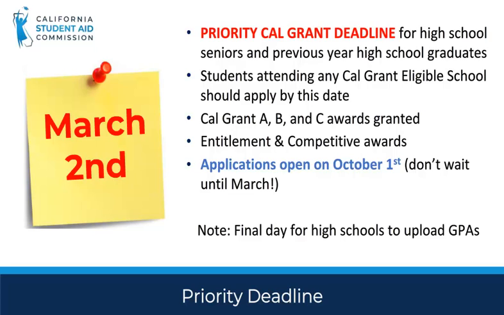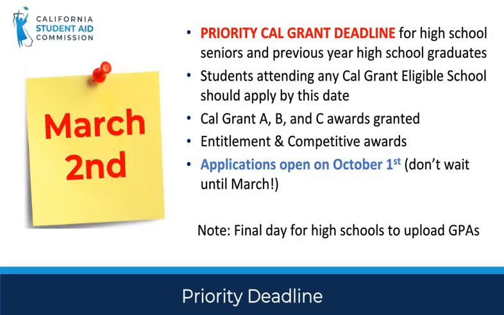While the September 2nd deadline now has much more significance based on recent changes in legislation, the March 2nd deadline remains the priority Cal Grant deadline for your high school seniors and students who graduated the previous year.